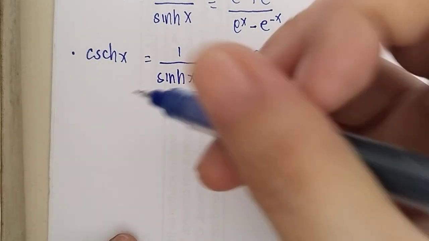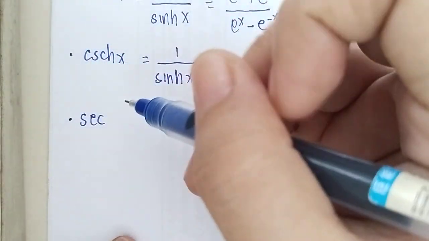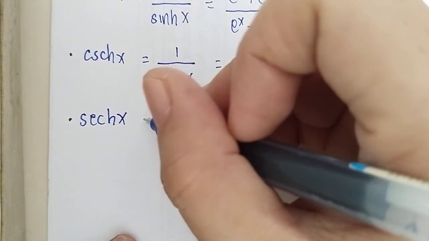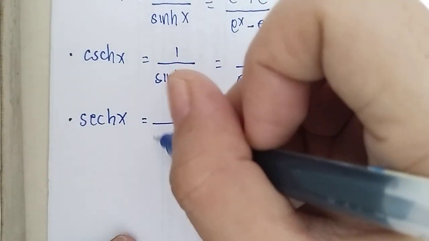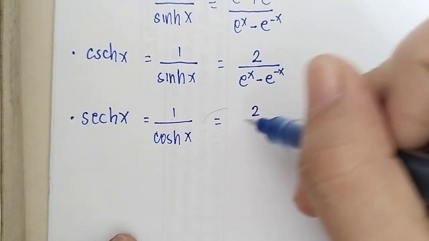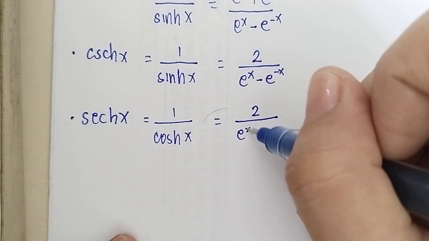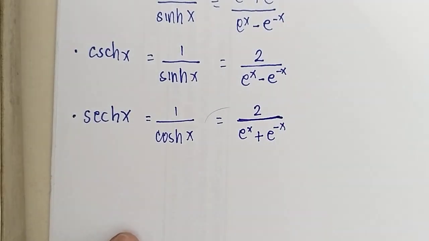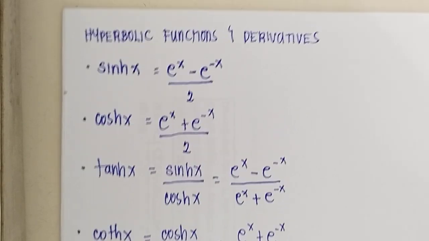Same thing with the hyperbolic secant. Hyperbolic secant of x natin will be equal to 1 over hyperbolic cosine. So, this will be 2 all over e raised to x plus e raised to negative x. Okay? So, yan yung first 6.